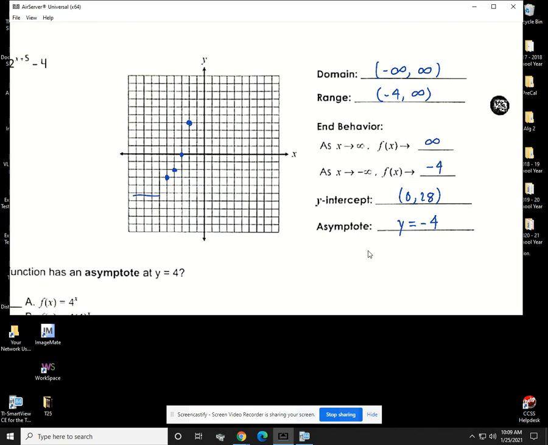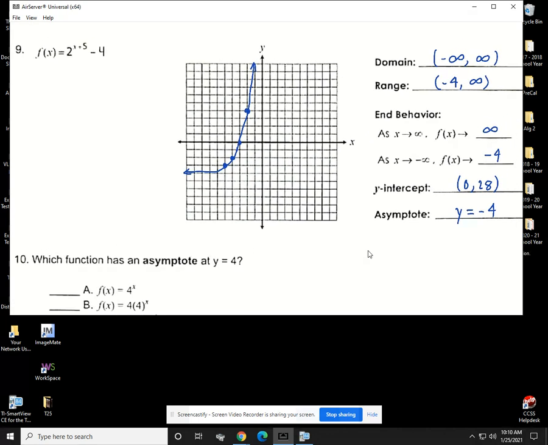It can't go through a point. Oops. It's like an invisible line right there, isn't it? You can't draw your graph below y equals negative 4. So I'm going to hug that negative 4 line and then start increasing it through my points. And now we have a pretty good looking exponential function.